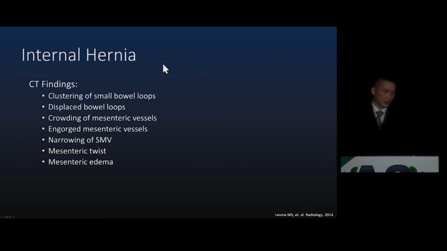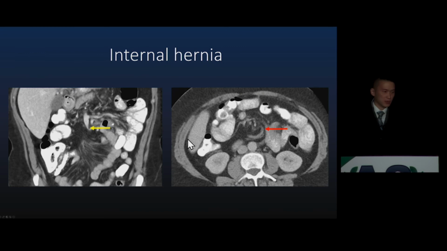So internal hernia, the diagnosis is difficult to make. Here are some of the findings. You'll notice that some of them are kind of nonspecific. Displaced bowel loops can be seen in just a postoperative abdomen. Mesenteric twist, you sometimes see some edema, very nonspecific findings, which makes the diagnosis very difficult.